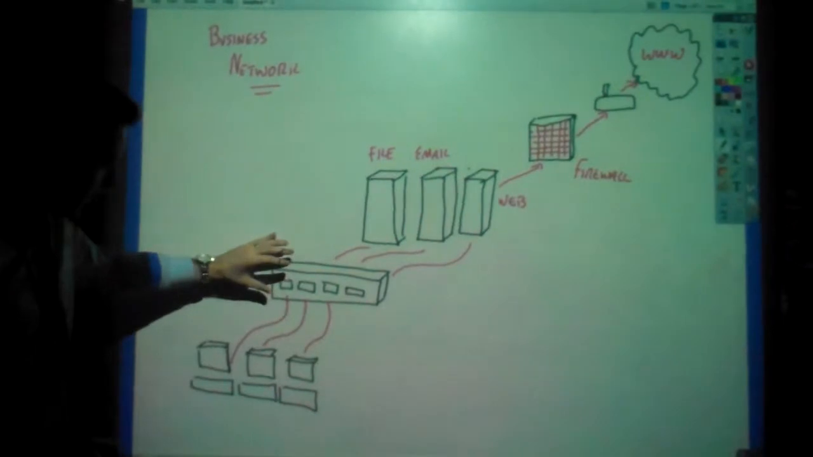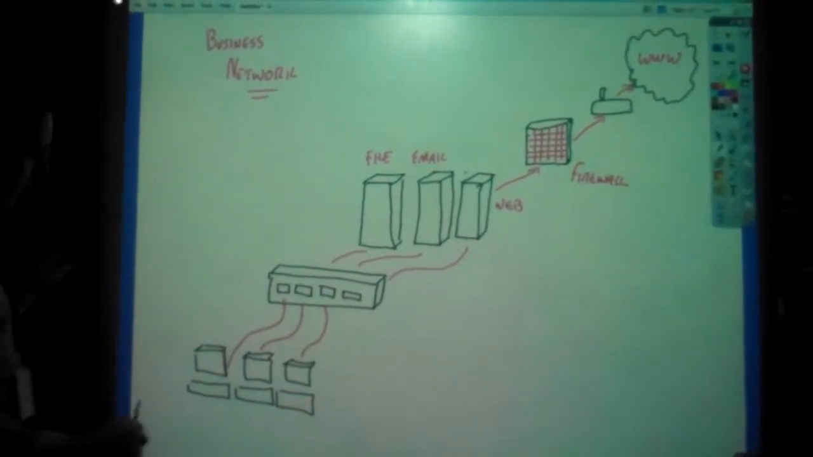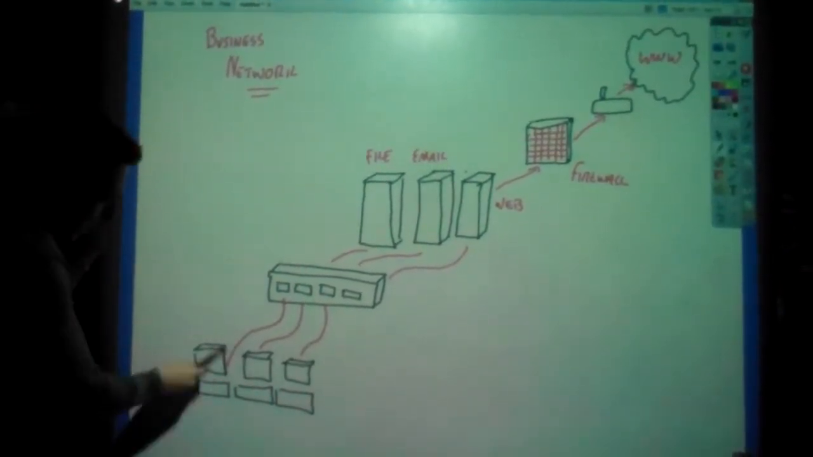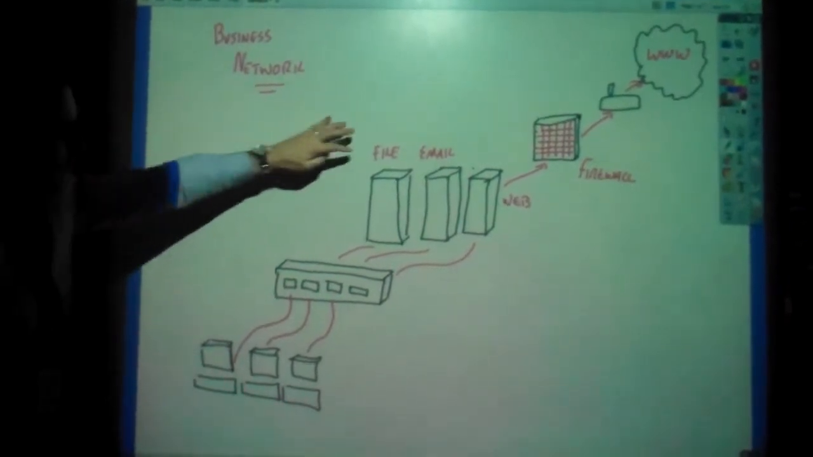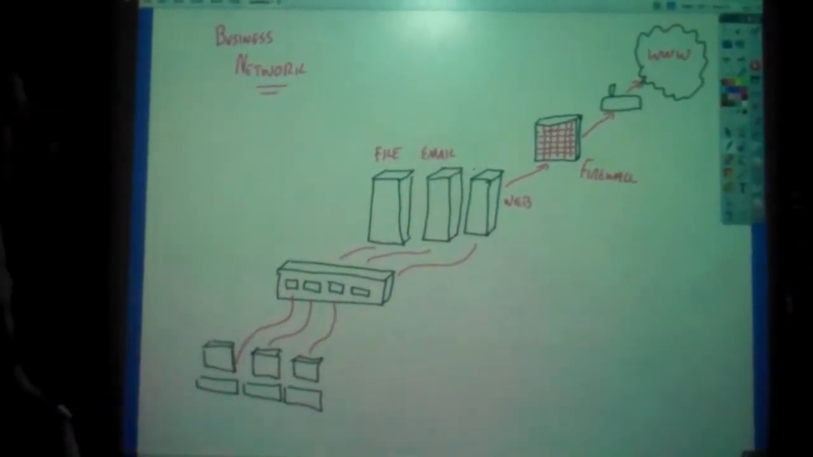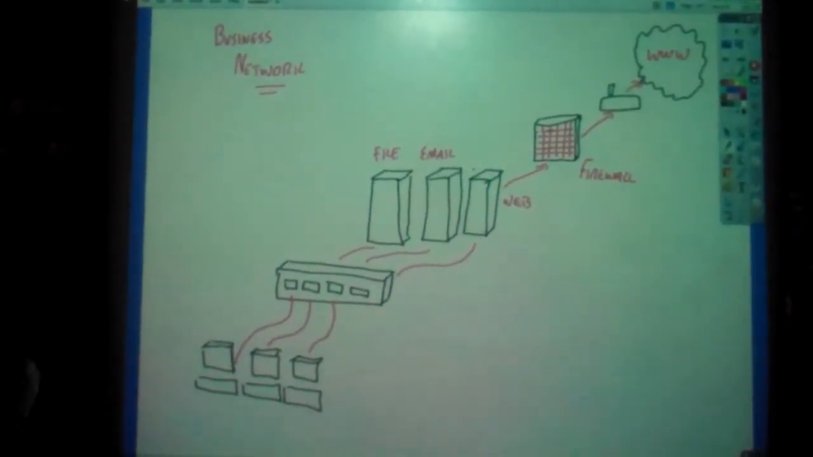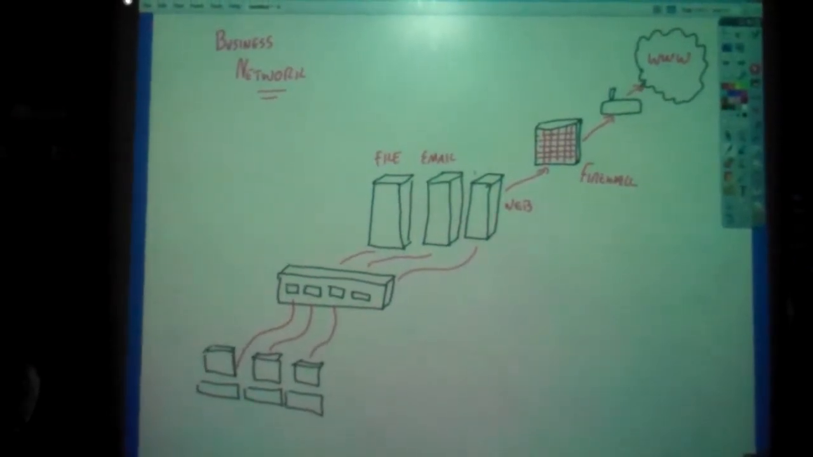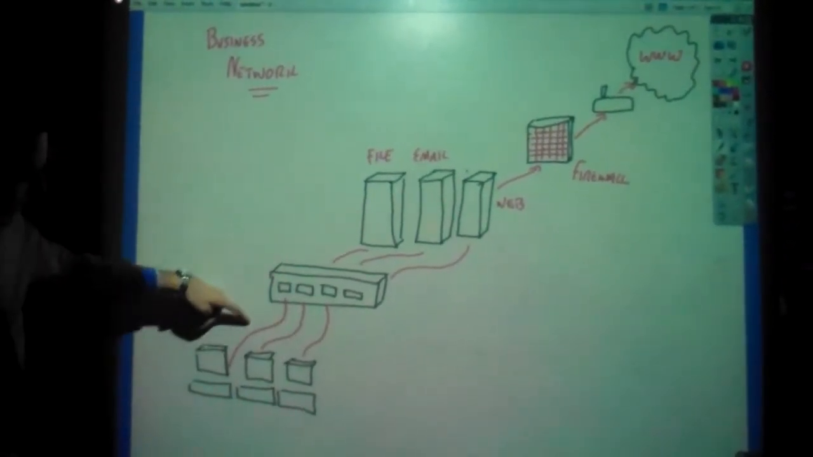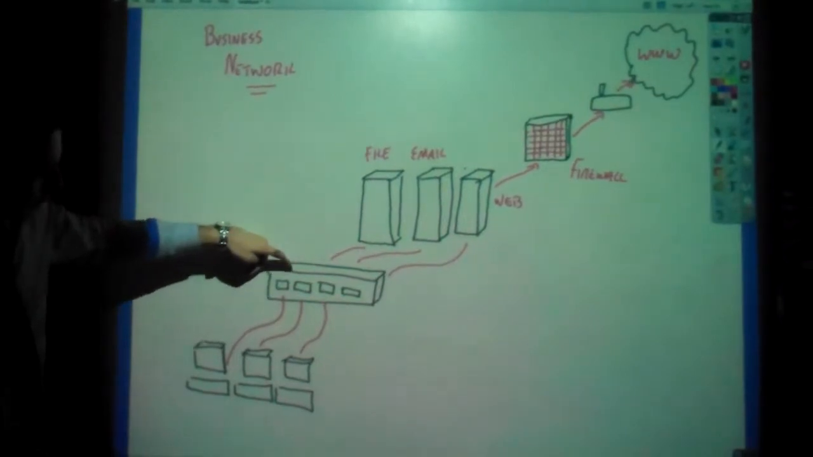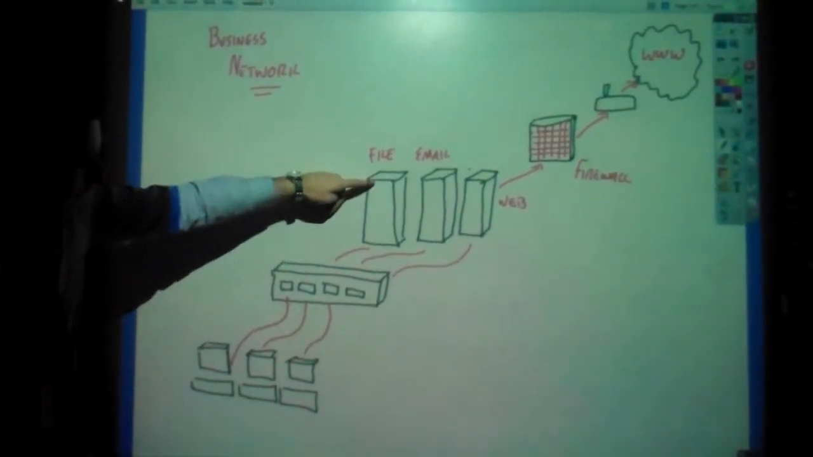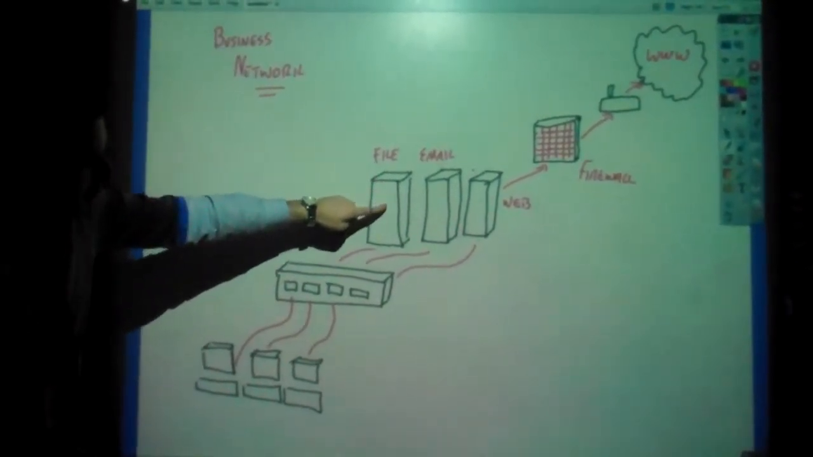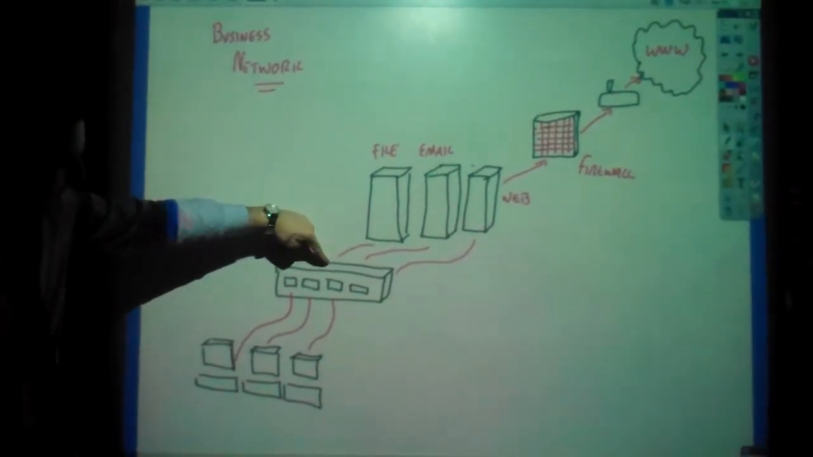Now, how does the switch work? What happens is the PC will look for some information from either the file, the email, or the web server. So let's just say it's looking for a file in the file server. The PC sends off its request, it goes through the switch into the file server. Now the file server will return the information back to the switch.